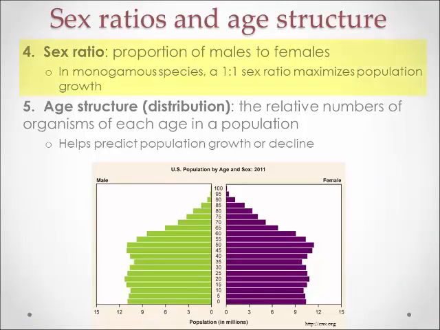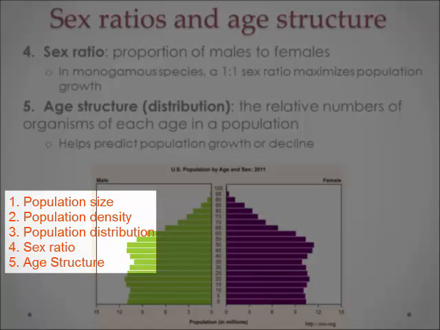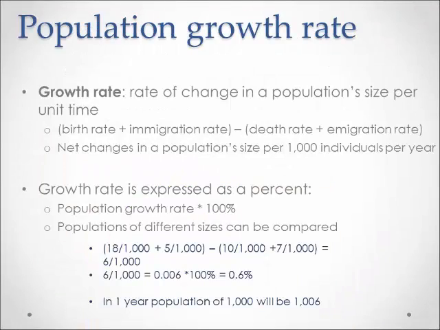The sex ratio of a population is the proportion of males to females. This proportion can influence whether a population grows or shrinks over time. Sex ratios vary from species to species. Age structure or age distribution is the relative number of organisms of each age in a population. For humans, age structure is often displayed in an age structure diagram, as is seen here. We will talk more about these types of figures when we discuss human population. To review, the characteristics which influence the dynamics of a population over time are population size, density, distribution, sex ratio, and age structure. Now we'll examine population growth.